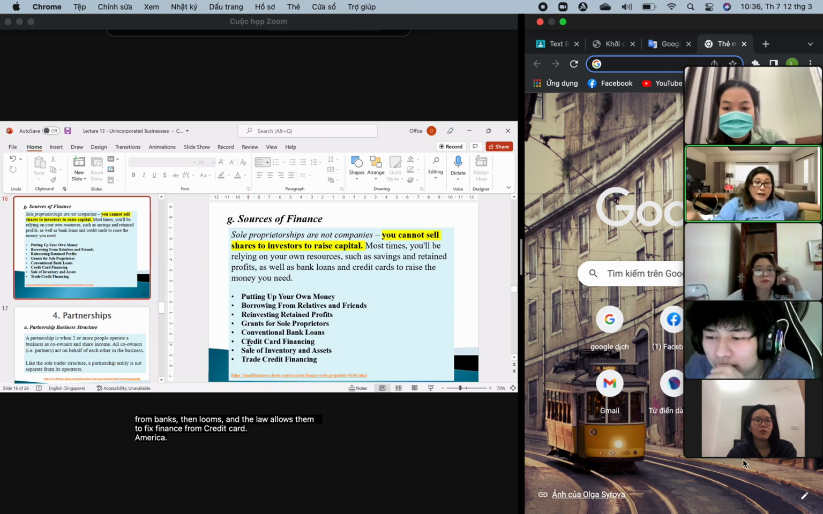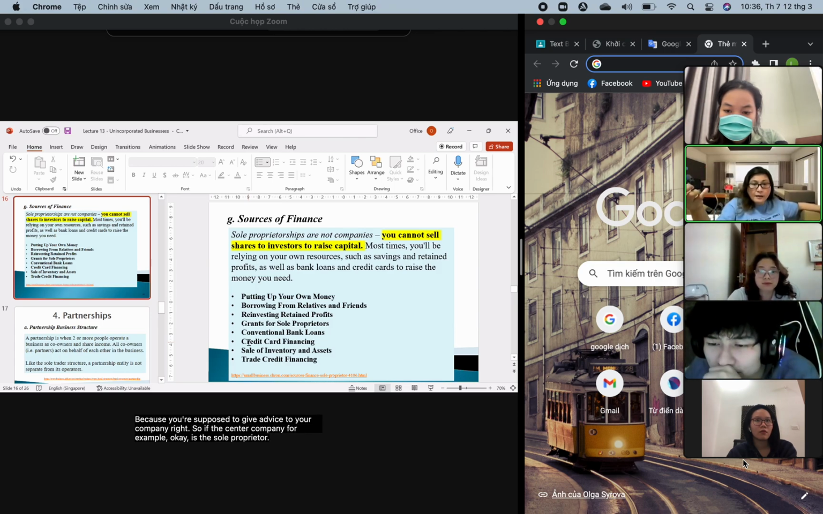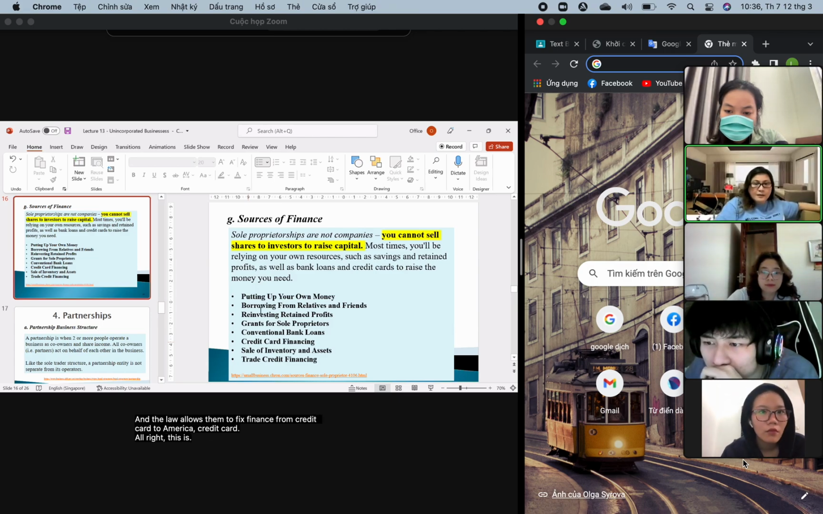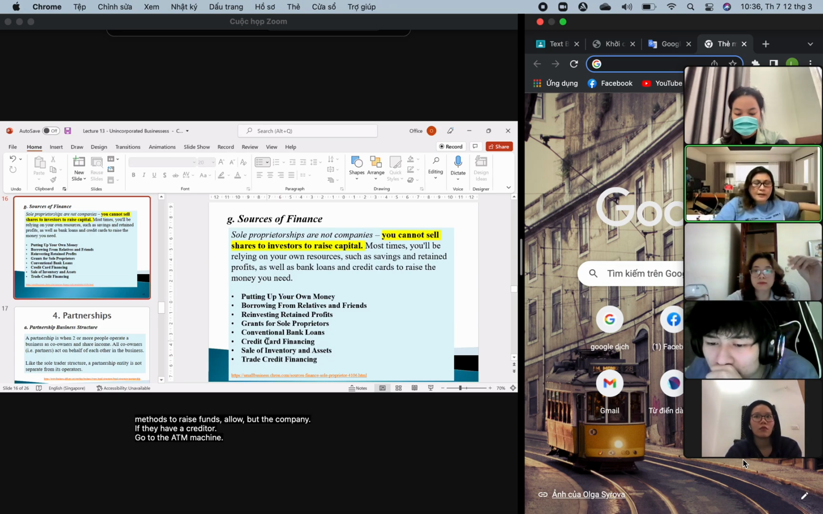That means if you have a credit card, because you're supposed to give advice to your startup company, right? So if you start a company, for example a sole proprietorship, then you tell them these are the methods to raise funds allowed by the Companies Act. If they have a credit card, go to the ATM machine, put in the credit card, take out the money, but they have to pay interest.